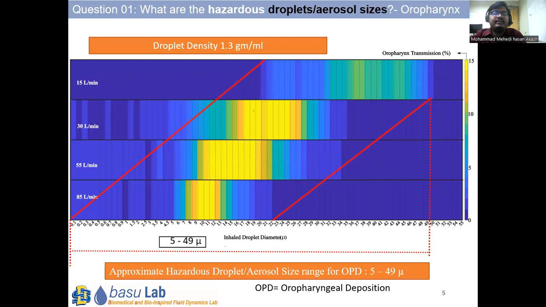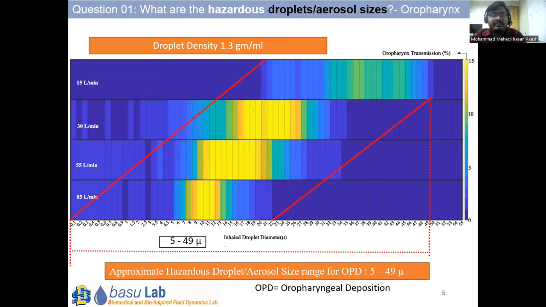The horizontal axis in this graph represents the tracked droplet sizes. This graph shows that the size range in which direct oropharyngeal deposition occurs is approximately 5 to 49 microns. What made me stop at 55 microns?